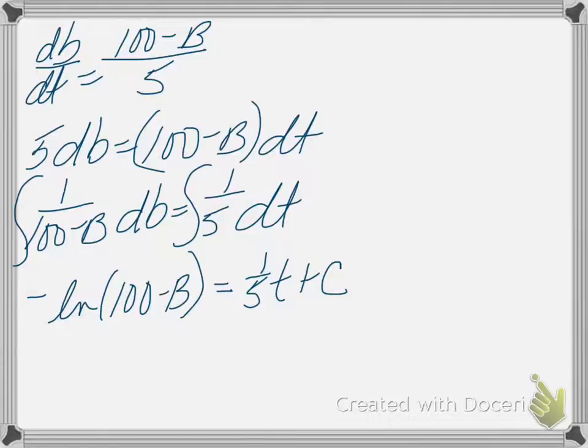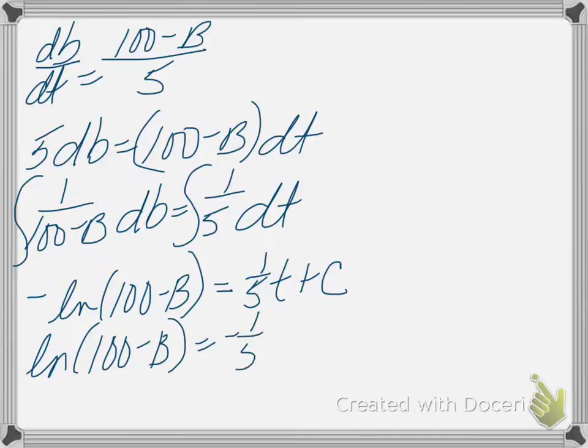You really don't want to deal with a negative ln. So if you just multiply every term by negative, you're going to get this. Now, I don't have to change c to a negative c because c just represents some constant. So whether it's positive or negative, it's just whatever that new constant is. Okay, I'm going to go to the next page. I'll rewrite that last line.